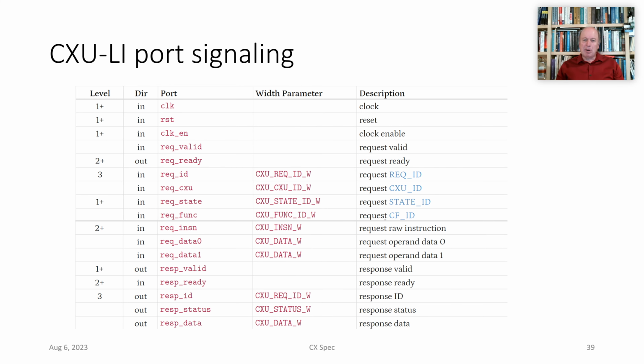This table summarizes CXU-LI request and response port signals. For each port, we see at what feature level that port is introduced. Some ports have a configurable width parameter. For example, you can configure the CXU data width to be 32 or 64 bits wide. Some ports, such as the raw instruction request port, are optional and may be deleted with a width parameter of 0 bits.